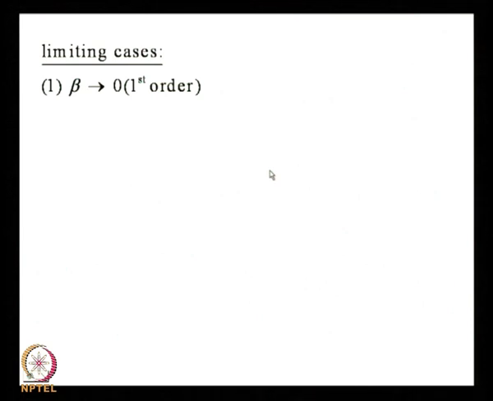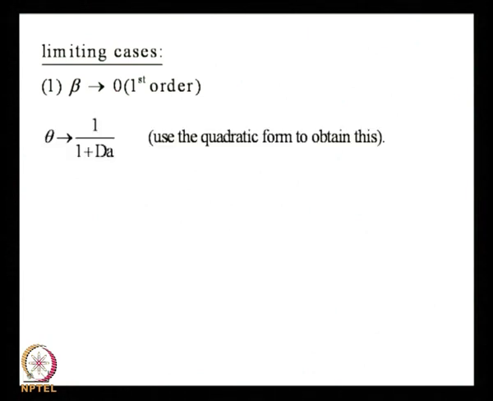So, the limiting cases are things that you know: beta going to 0, it is a first order reaction. Beta going to what value, it is a 0th order reaction? No, not 1, what? Infinity, right. So, beta going to infinity is the 0th order reaction.